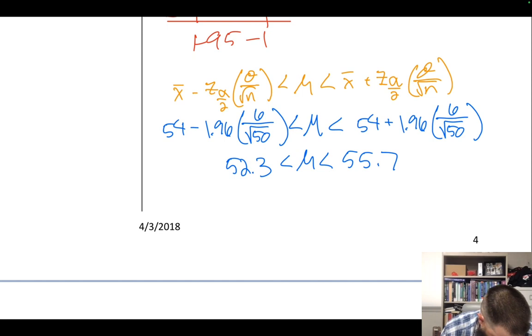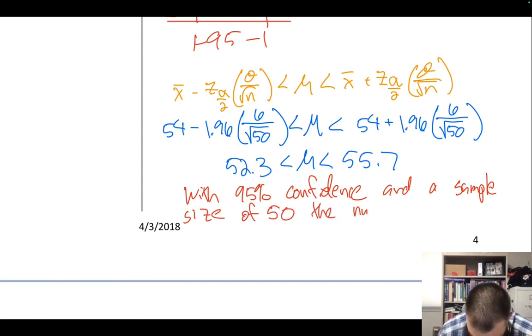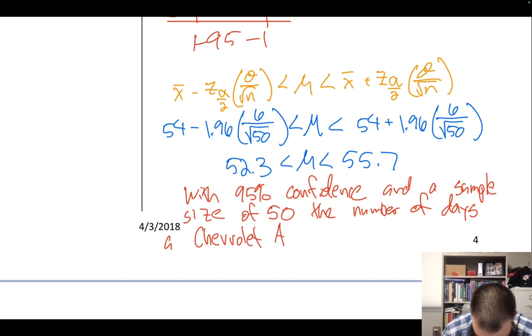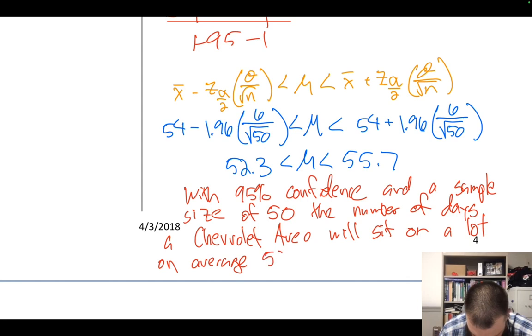And you write something like: with 95% confidence and a sample size of 50, the number of days a Chevrolet Aveo will sit on a lot on average is 52.3 to 55.7 days.